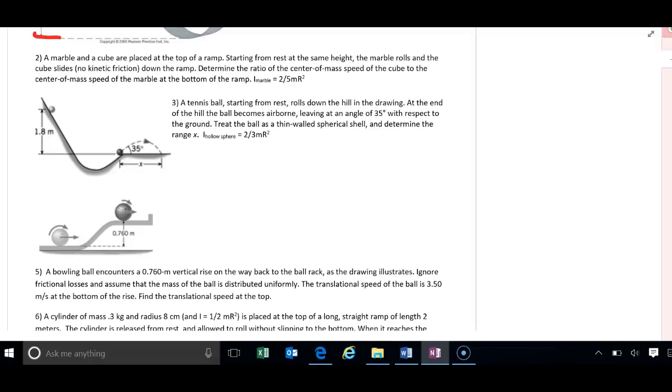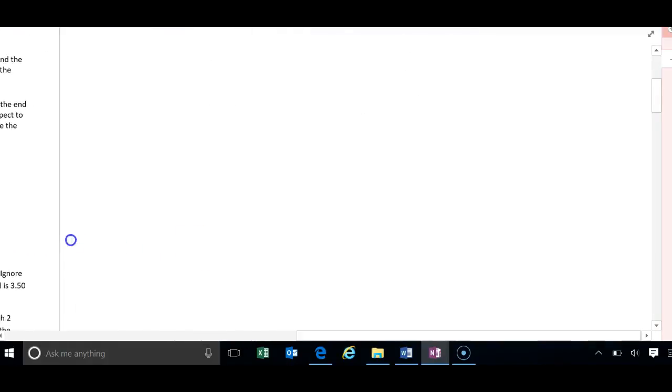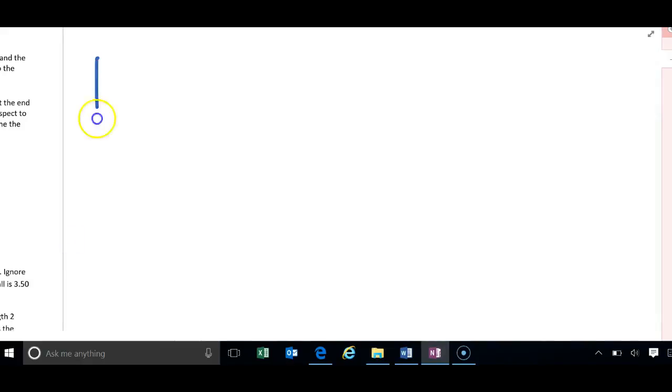All right, problem number 2. We have a marble and a cube at the top of a ramp. They start from rest and roll down. The marble rolls and the cube slides, but no friction. Determine the ratio of the speeds, and it just talks about the center of mass, but we're just looking at comparing their linear speeds. So all we're doing is comparing both of these.